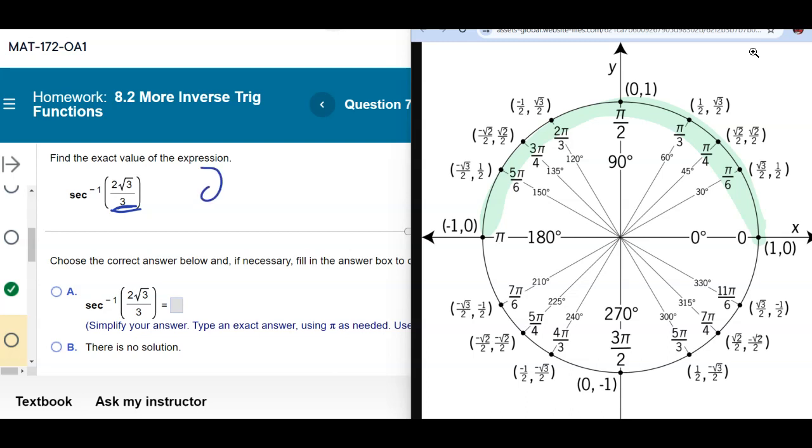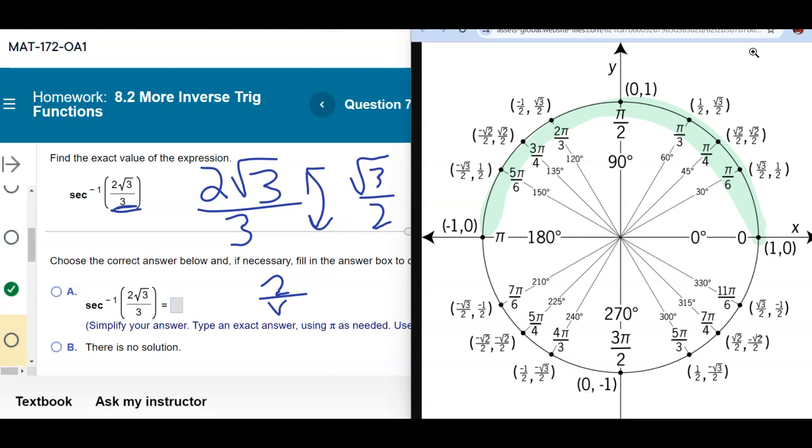So 2 over the square root of 3, or 2 square root of 3 over 3, is the reciprocal. If I flip this over, I would get the square root of 3 over 2. Right? So if you start off 2 over the square root of 3, and then you multiply top and bottom by the square root of 3 over the square root of 3, and then you end up with 2 square root of 3, and then square root of 3 times itself is 3. So this is the reciprocal of the square root of 3 over 2.